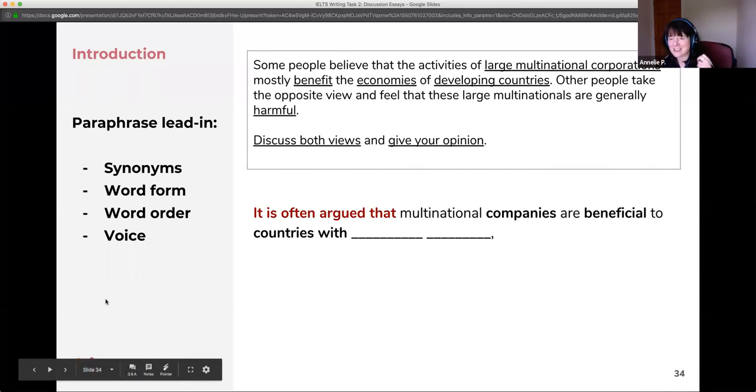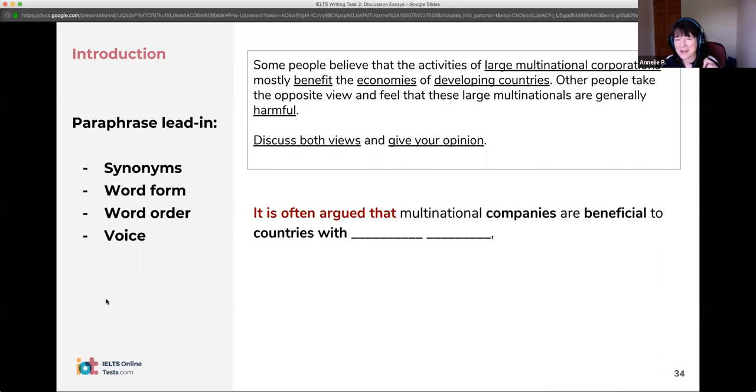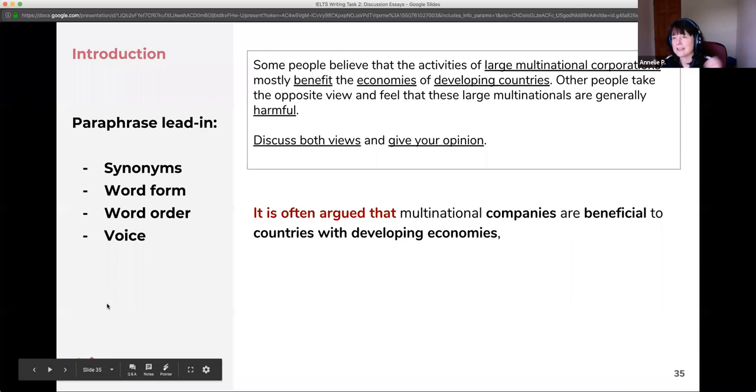So we've got the adjective beneficial. Okay, beneficial to countries with two words here. Okay, I quite like owner. Okay, growing economy. I like that. Yeah, developing economy. Very good. Okay, so developing economies. Okay. So that's our first side.